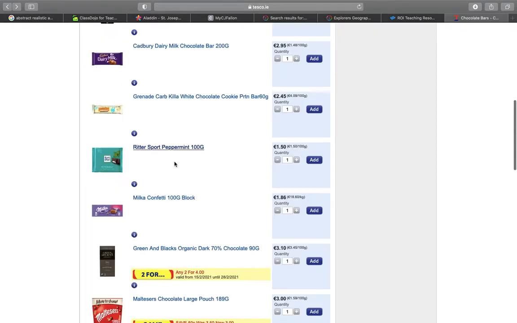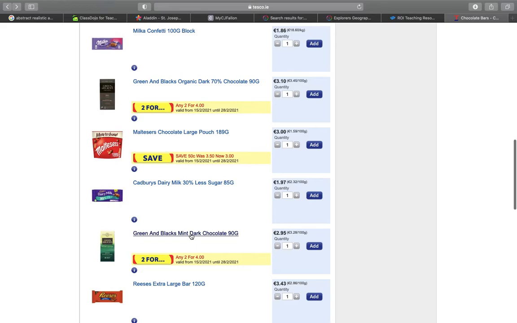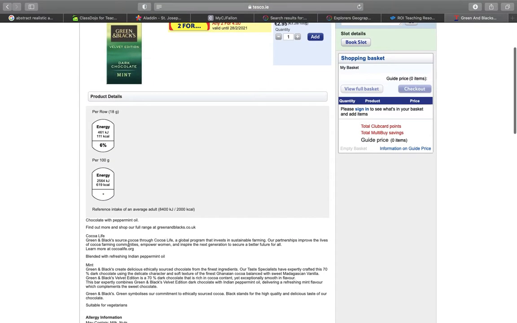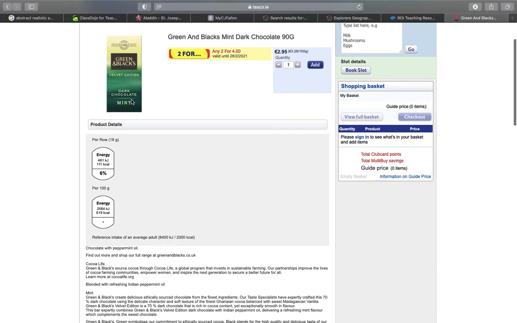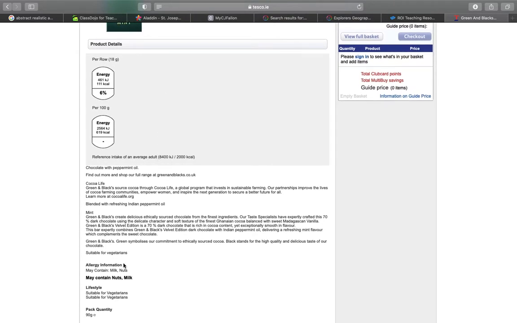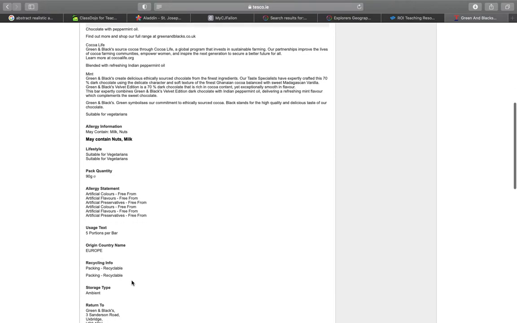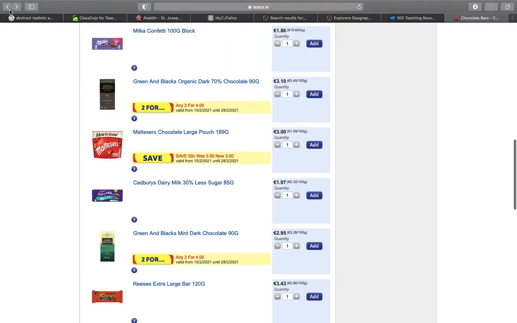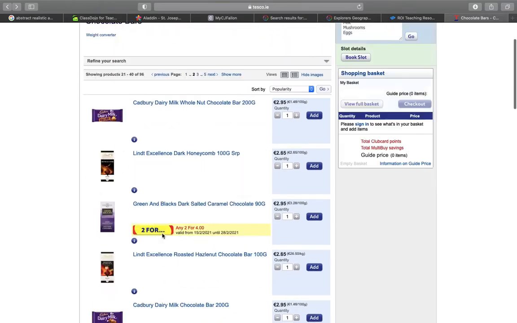If I come back out and look up at a different Green and Blacks chocolate, like this one, it's on about sustainable farming, but there's no symbol of fair trade on it, and it's not mentioning anything about fair trade there. So this particular bar is not fair trade for Green and Blacks. So that's how you're checking. If you can't see it clearly there, click into it and it should say it.